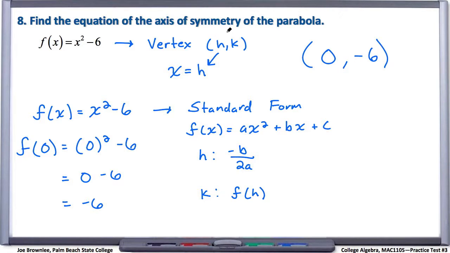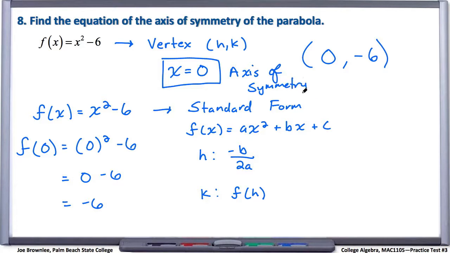Well, we're looking for the axis of symmetry, and as we discussed at the start of the video, to find the axis of symmetry, all we need to do is define the equation x equals h. In this case, we just found that our h is 0, so we erase the h, plug in 0, and there we have it. x equals 0 is our axis of symmetry for number 8.